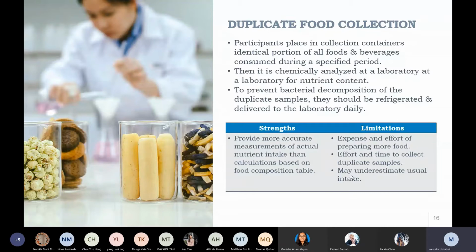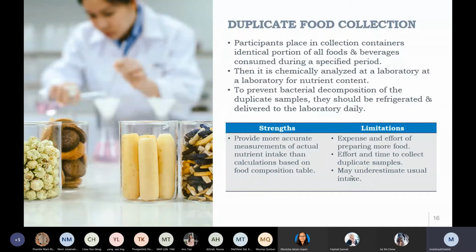For example, if they consume 2 slices of roti canai, 2 keping roti canai, they have to keep aside or put in the container 2 slices of roti canai. Okay, so if they take 1 bungkus of nasi lemak, they have to buy another bungkus and put it in the collection containers. So that is what we call duplicate food collection. So we duplicate whatever is being consumed.